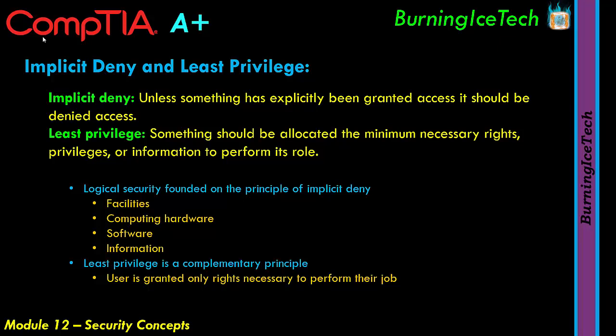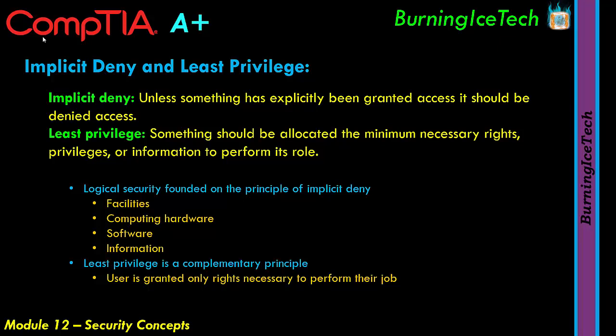Now, looking at our little bullet points at the bottom here, logical security is founded on the principle of implicit deny. So this applies to facilities, computers, hardware, software, information. Basically what I said earlier. So if someone wants access to certain facilities, certain rooms, whatever, you're not going to give them access. By default, everyone is blocked. So the only way they're going to gain access is if you specifically grant them access. Let's say give them an access card, or they need a PIN number. So unless you know about it, this person will not have access.